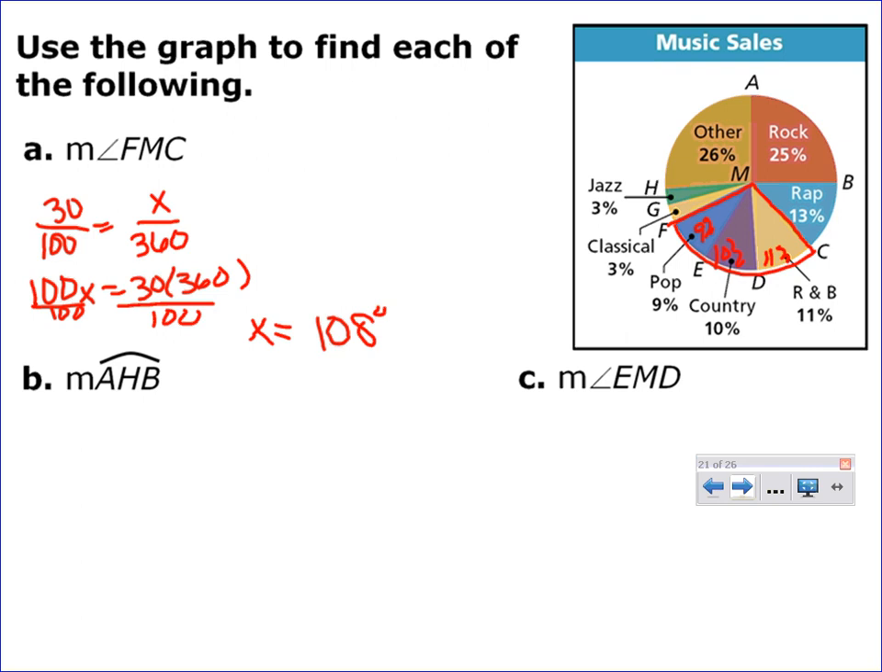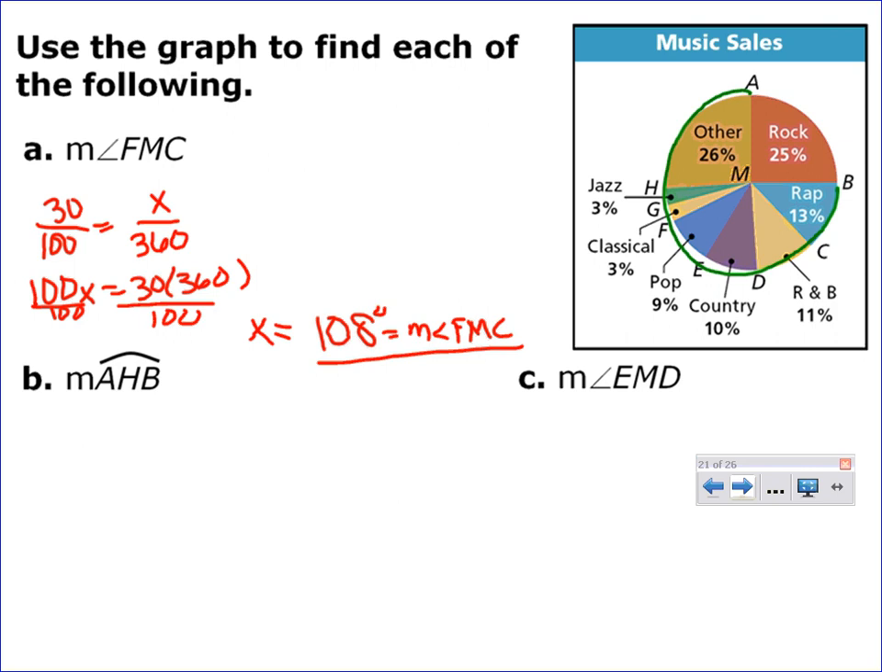I'll double check on my calculator. I believe it's 108 degrees. Let's double check. You double check with me, please. Yep, 108. Okay. And that's the measure of angle FMC. Okay. Now I want the measure of arc AHB. Erase this. Okay, I'm going to find the measure of arc AHB.